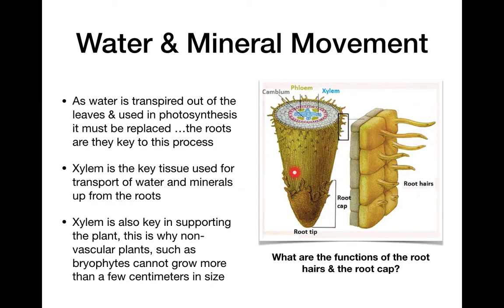The root cap is going to protect the root tissue as it burrows down into the soil. So roots are constantly trying to go down further in the soil, either horizontally or vertically, to try and reach more areas to get more water and more minerals. And that can damage the delicate plant tissue. So root caps help protect the root.